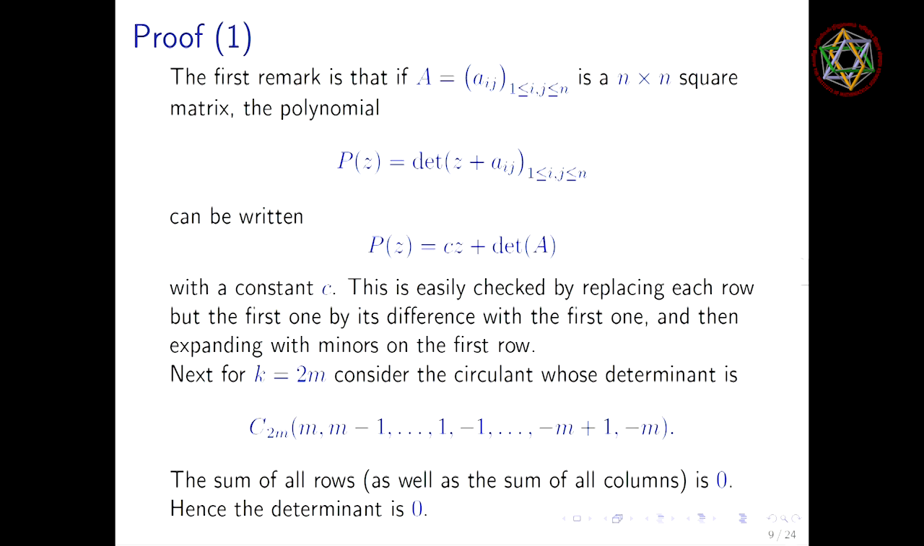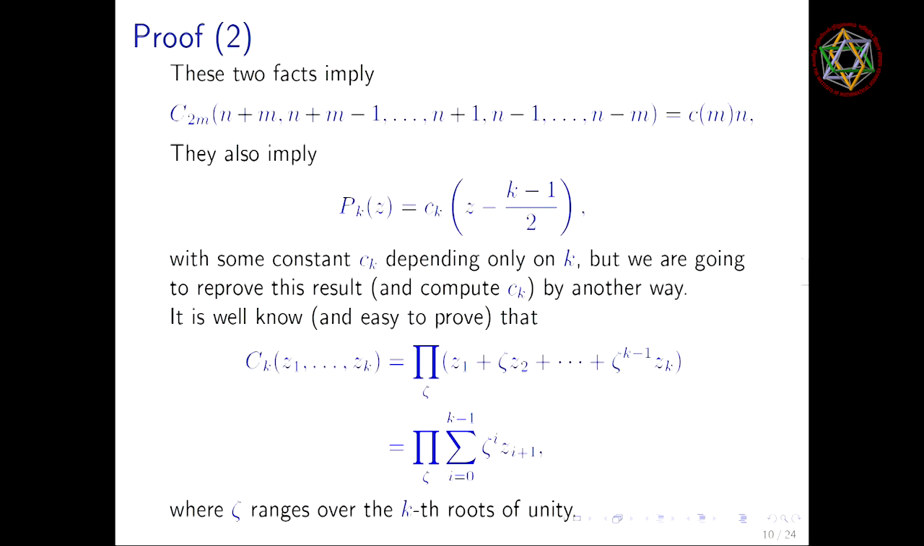So this will give more or less the answer for the first formula. For the second one, you notice that if k is equal to 2m, when you look at this determinant here, where you do not have 0, but you take n equals 0, it's easy to see that the sum of all rows, as well as the sum of all columns, is 0, and the determinant is 0. This is why there is no coefficient, the determinant of A.